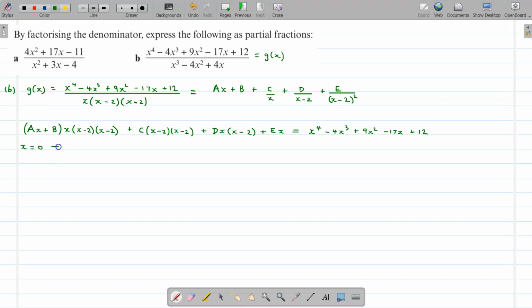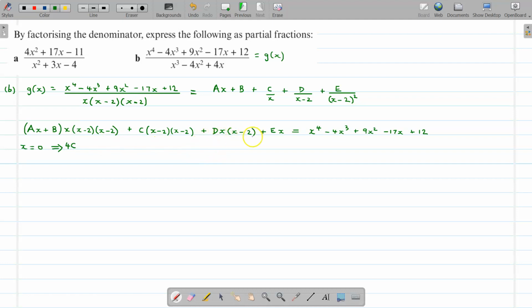If x was 0, the whole of this first term would be 0 because of that x there. This term wouldn't be. This term would give me c times 0 minus 2, which is minus 2, times minus 2, which is going to be 4. So c times, well, it's going to give me 4c.